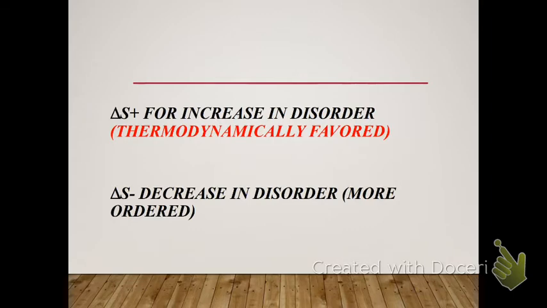Here's the kicker: delta S is positive for thermodynamically favored, and it's negative for not favored, which is a decrease in disorder or more order. It depends on if you're calling it order or disorder. So if I'm increasing my disorder, then I'm thermodynamically favored, which means I'm becoming less ordered. Whereas for enthalpy, a negative value is thermodynamically favored. So for entropy, it's positive.